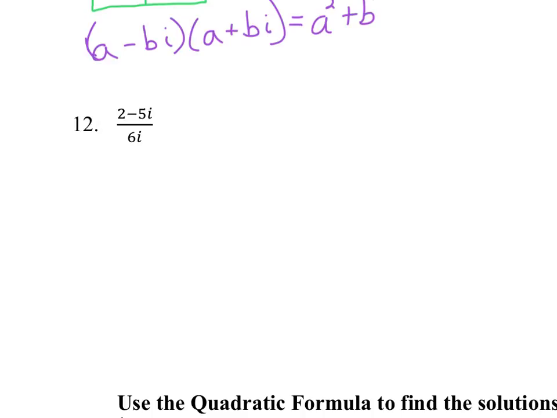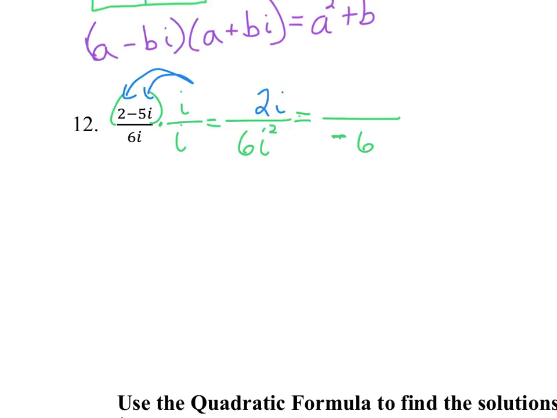Since it is just a plain old lonely 6i there, all we have to do is multiply by i over i. That'll turn our denominator into 6i squared. And so again, remember i squared is negative 1, so that's really a negative 6. And then the numerator, just a little bit easier as well. Really I'm distributing that i into that numerator. So I will have a 2i, I'll put that last here, and then a negative 5i squared.